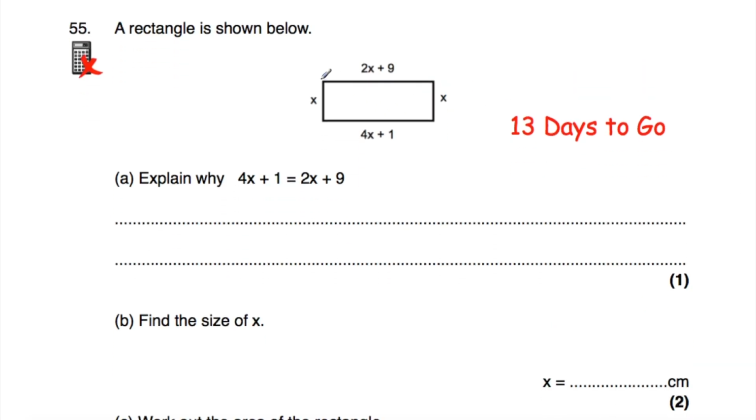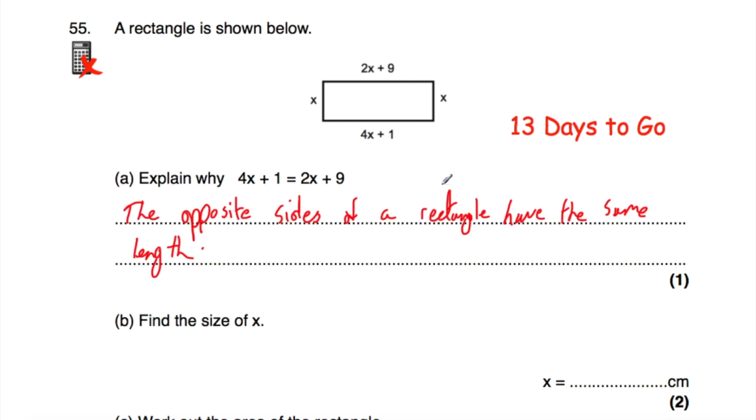So question number 55, we've been given a rectangle, and we've been asked to explain why 4x plus 1 equals 2x plus 9. Well, the opposite sides of a rectangle have got the same length, so let's explain that. And that's it. Okay, part B says find x. So we want to find x.